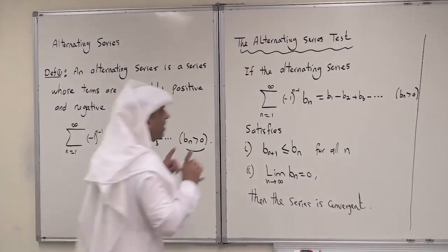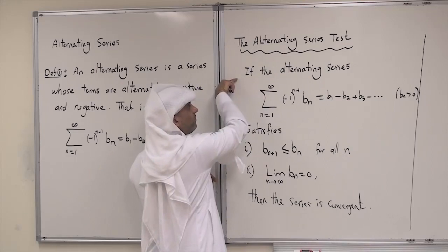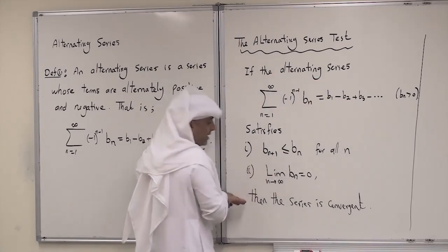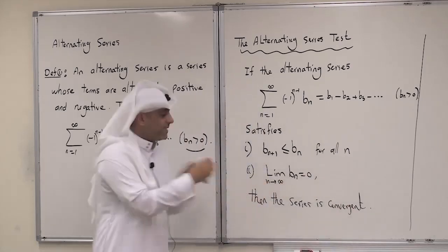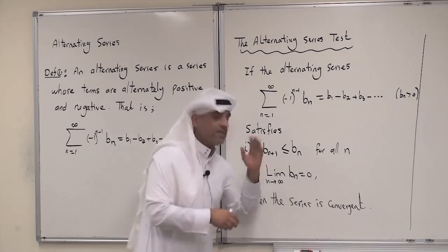We need to be careful here. We have a statement in one direction only. If the alternating series satisfies the first condition and the second condition, then the series is convergent. It is not an if and only if. If this is satisfied, then the series is convergent.